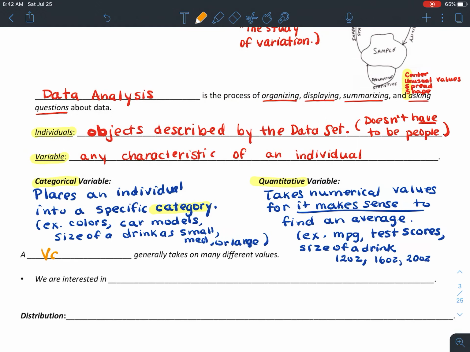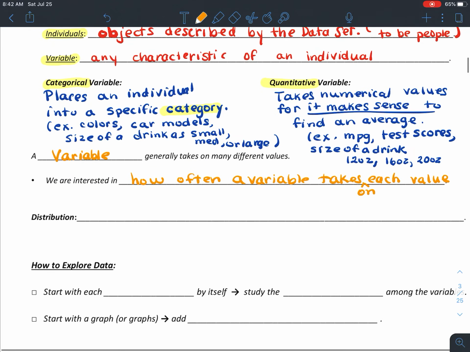All right, so a variable generally takes on many different values, and what we're interested in in stats is how often a variable takes on each value, okay? And that's what a distribution is.